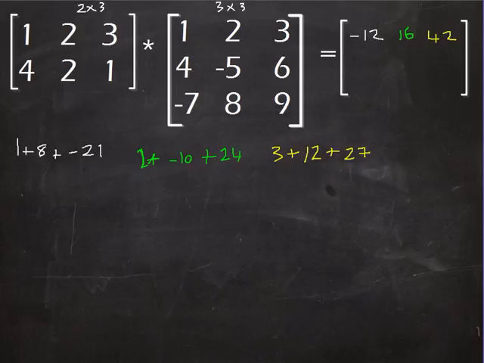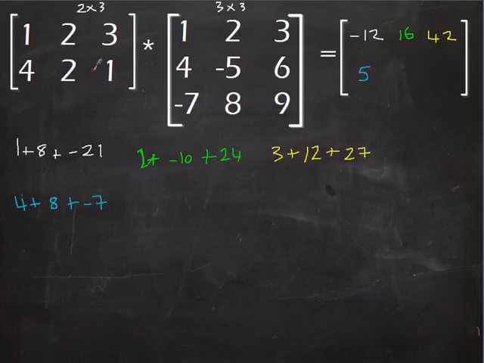I'll just choose a different colour. If we want the bottom left element, we use the bottom row and the left hand column. So that'll be 4 times 1 is 4, added to 2 lots of 4, which is 8, added to 1 lot of minus 7 is just minus 7. So that'll be 12 take away 7 is 5.